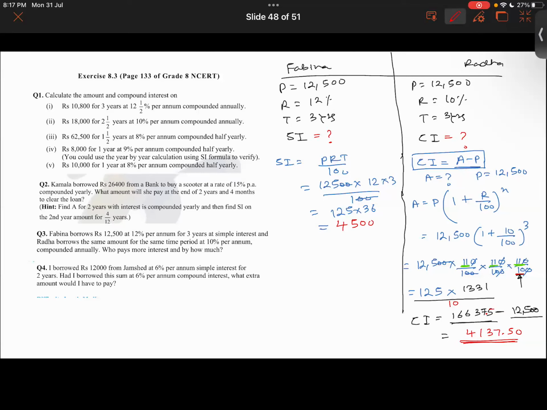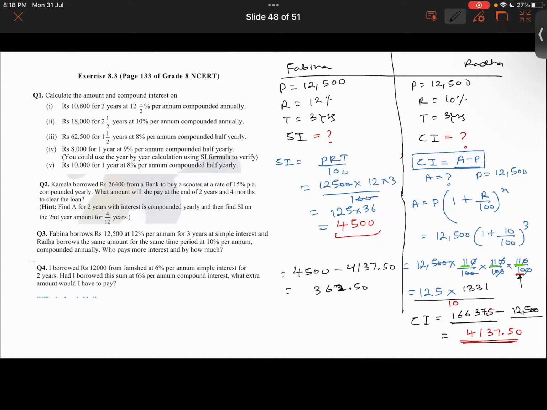Okay, got it. Now, so we can clearly see that Fabina has to pay more interest. That is 4,500 rupees, while Radha has to pay only 4,137 rupees. Okay. And by how much more interest does Fabina have to pay? So we can subtract 4,500 by 4,137.5. Exactly. So that will be around how much? 362.50. Right. Okay, yes, so sir, that question was also easy.